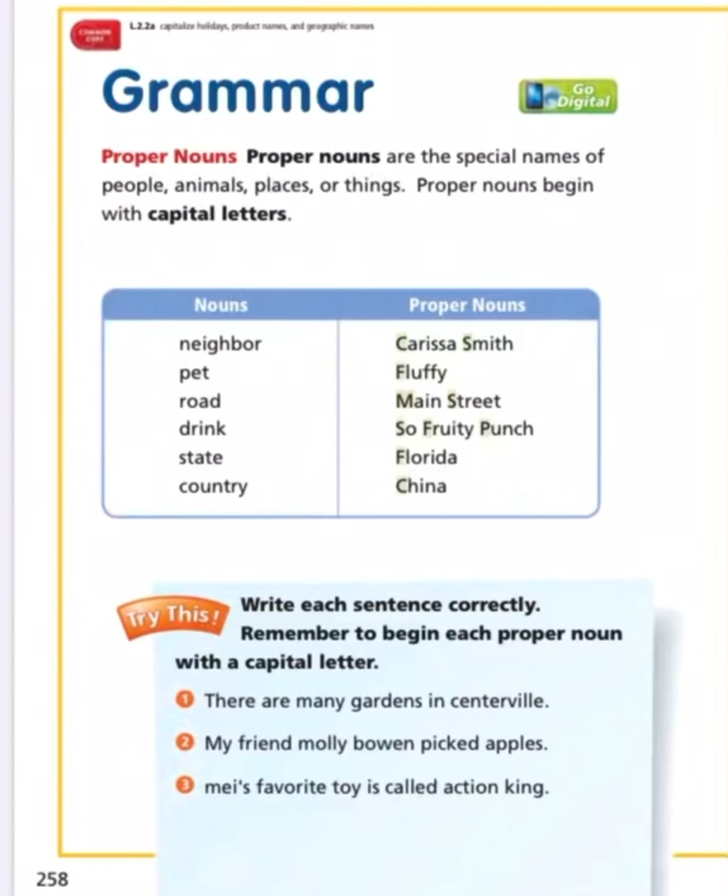Try this. Write each sentence correctly. Remember to begin each proper noun with a capital letter. 1. There are many gardens in Centerville. 2. My friend Molly Bowen picked apples. 3. May's favorite toy is called Action King.